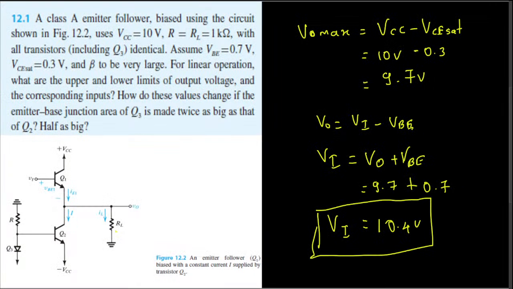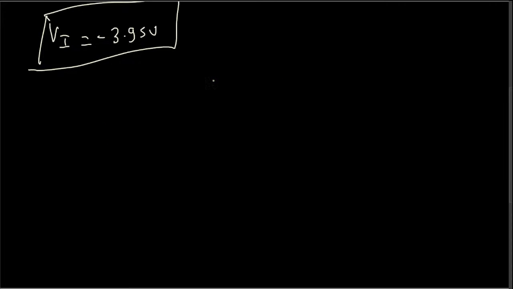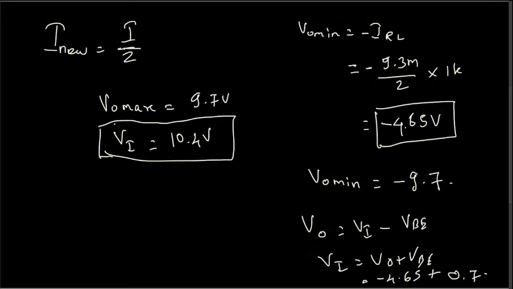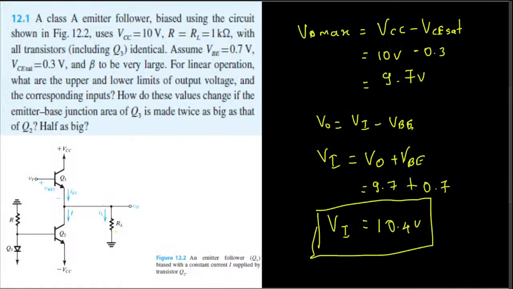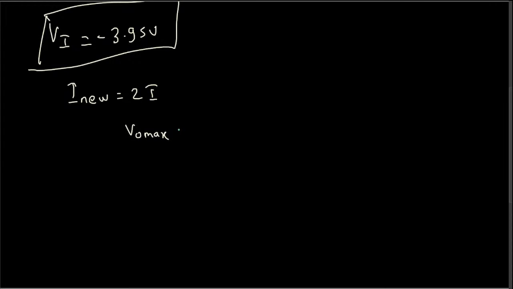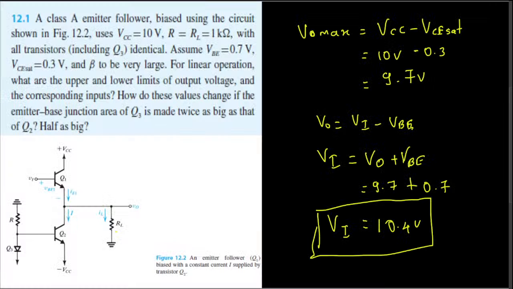Okay, and also there's one more part, that is if it's half as big. So if the area is halved, what's going to happen? If the area is halved, then the new I is going to be 2 times I. Again VO max doesn't get affected by this, because there's nothing related to current in the VO max. For VO max, we use this equation, we find the input voltage using this, so there's nothing related to current, so it's going to be the exact same thing. VO max is going to be equal to 9.7 volts, therefore V input is going to be equal to 10.4 volts.